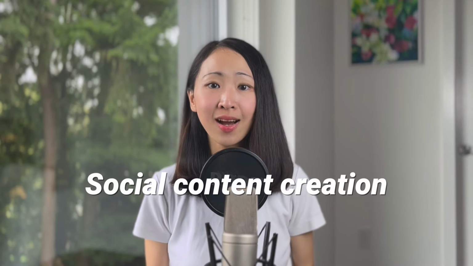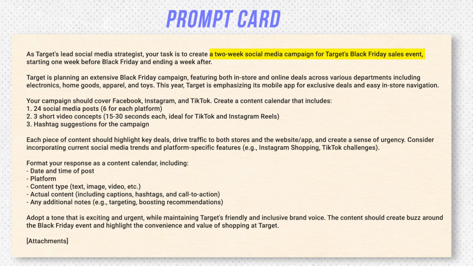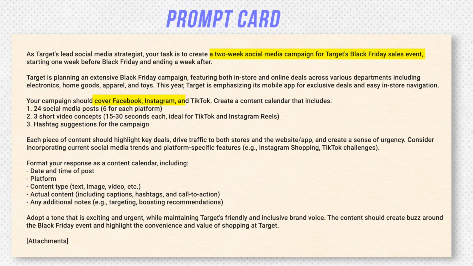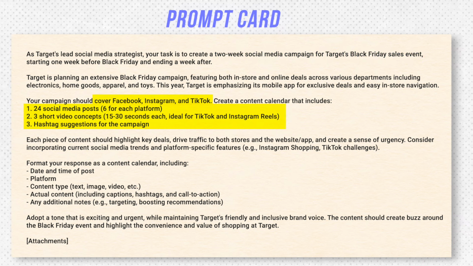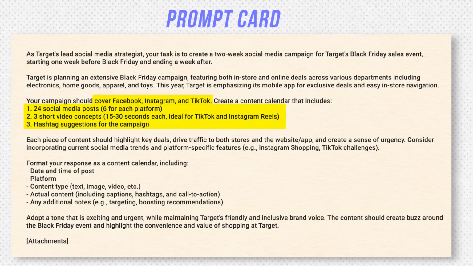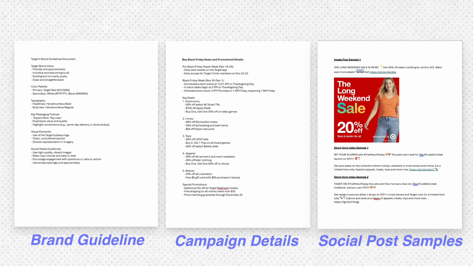The first round is social media content creation. These tasks aim to test the creativity and writing ability of these AI models. In this prompt, I will ask them to build a 2-week social content calendar for Target's Black Friday promotion that covers Facebook, Instagram, and TikTok. It should include 24 social media posts, 3 short video concepts, and hashtag suggestions. I will also attach the brand guideline, campaign details, and social post samples.